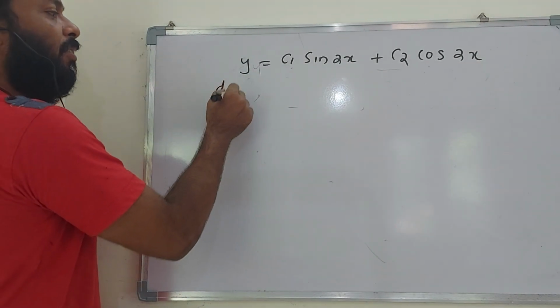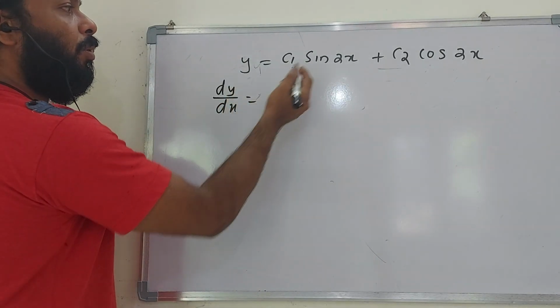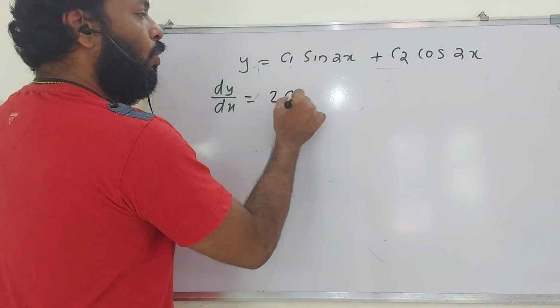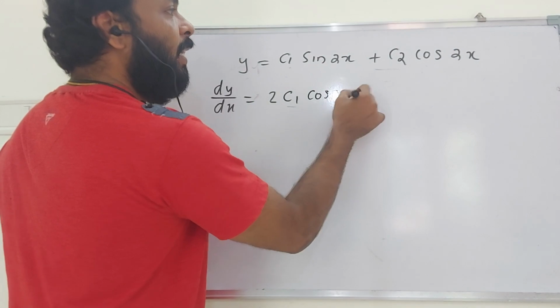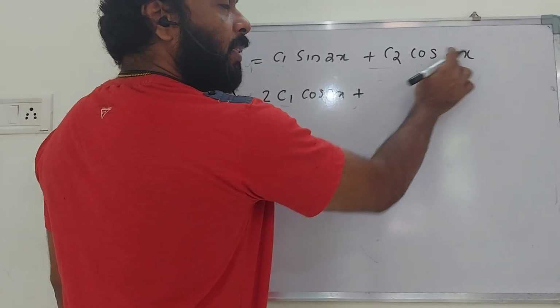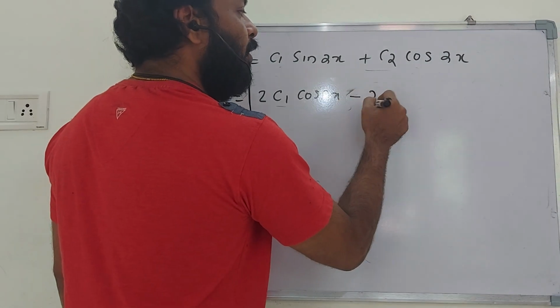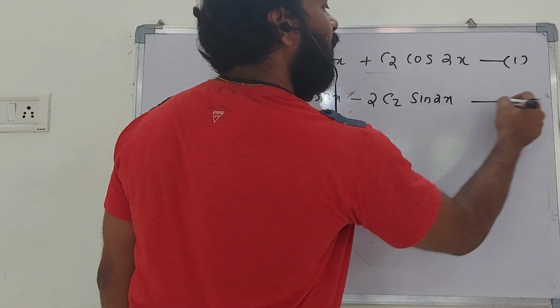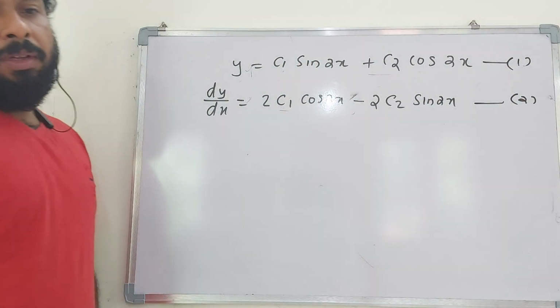Differentiating this equation, we get dy by dx equal to sin 2x, its derivative is 2 cos 2x. So 2 c1 into cos 2x plus cos 2x derivative is minus sin 2x, so minus 2 c2 into sin 2x. This is equation 1. This is equation 2. Okay.